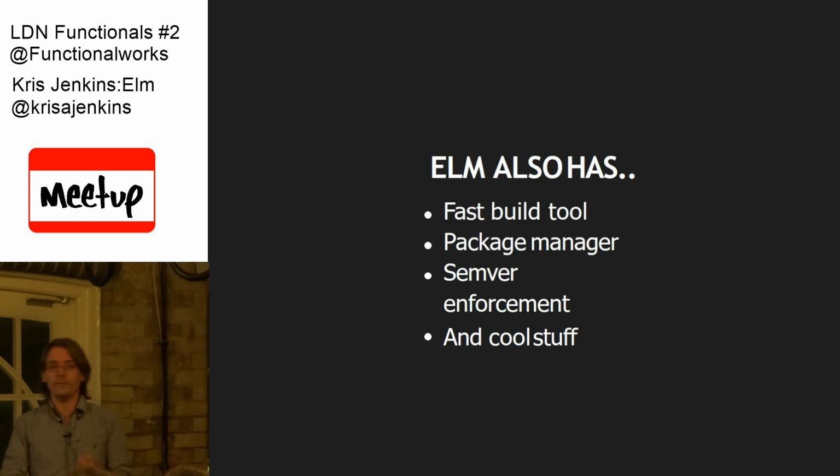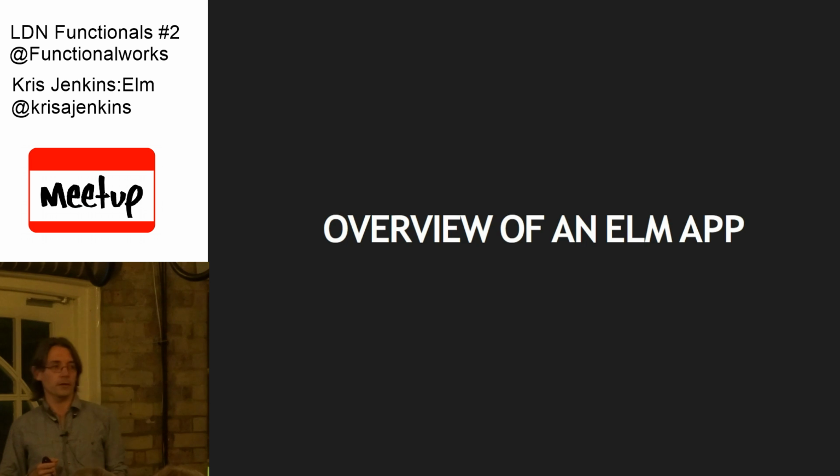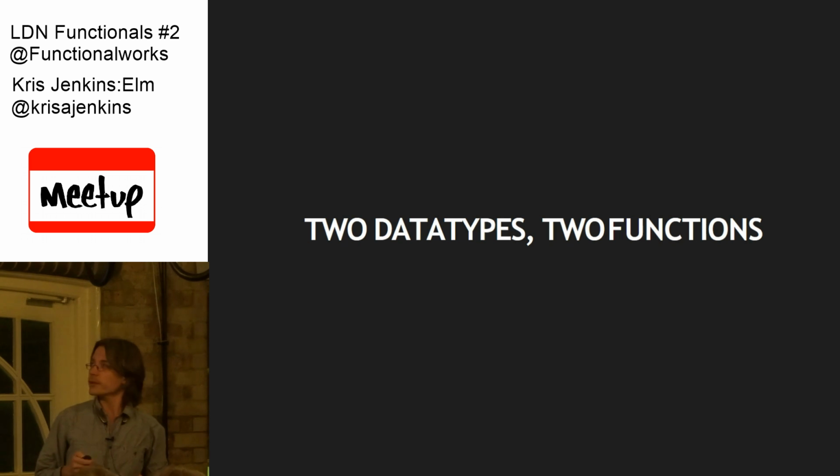What I want to do is give you an overview of how an LMAP is structured and tell you why it's different and show you some examples and some code. We'll see how we get on with the theory stuff, whether you want some concrete stuff or more theory, you can tell me. So, every LMAP basically boils down to 2 data types and 2 functions. 4 things you need to know in your head to build an LMAP. I shall tell you what the 4 things are.